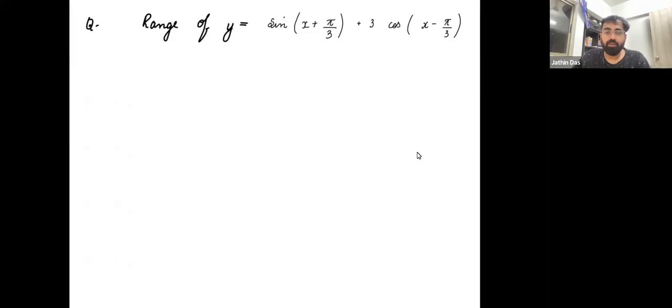Okay. Next is range and domain, basically. Now, here, can we use that formula root of a square plus b square? No. Why? Because the angles are different.